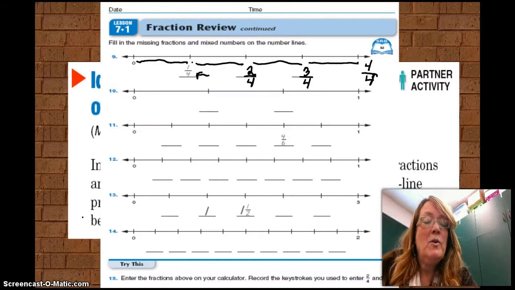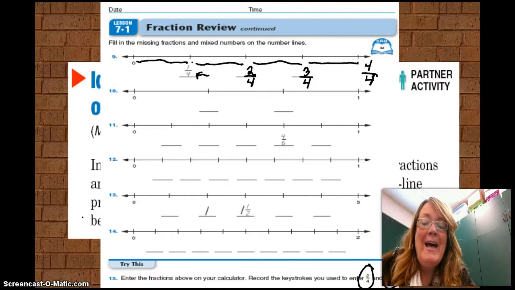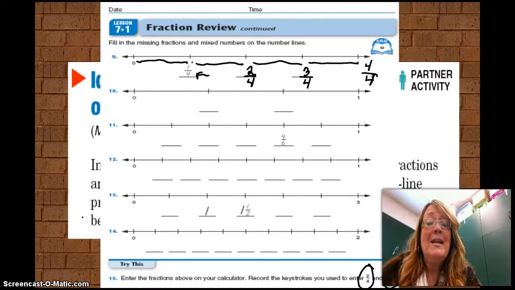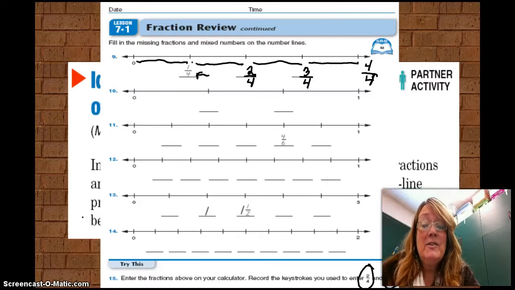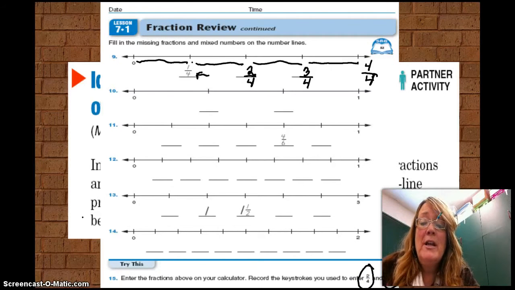One other thing is, you notice at the bottom of the page, it's telling you that you need to enter 2/4 and 1 1/5 as they are written into your calculator. This is simple. 2/4 actually is like saying 2 divided by 4. You will enter that into your calculator and then hit your equals. And then you need to write these steps down below in the bottom.